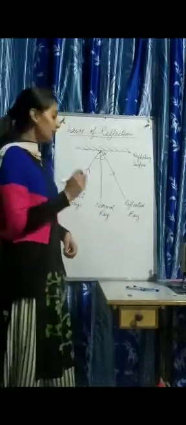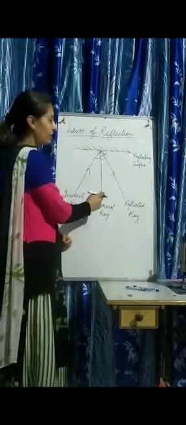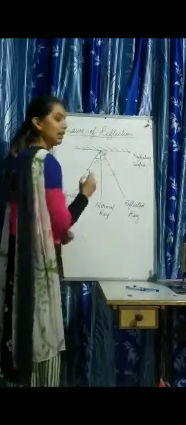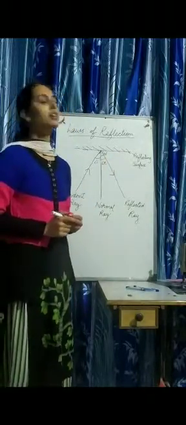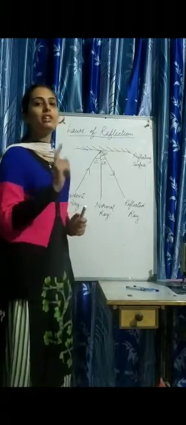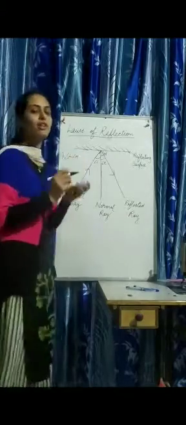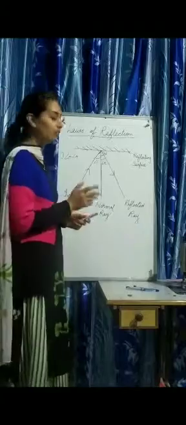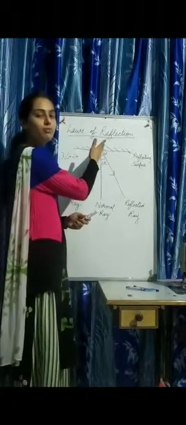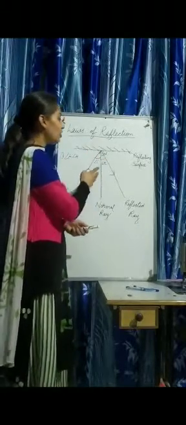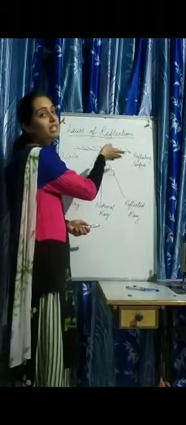Now, the angle between the incident ray and the normal ray is known as the angle of incidence. And the angle between the reflected ray and the normal ray is known as the angle of reflection. So what does the first law of reflection state? The first law of reflection states that the angle of incidence is always equal to the angle of reflection. The angle with which a ray is falling on an object is always equal to the angle with which it will get reflected.